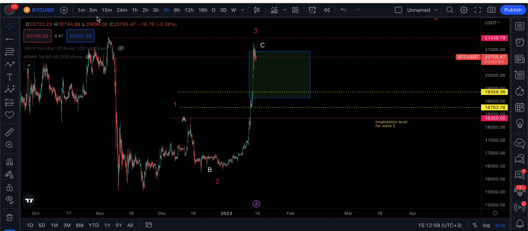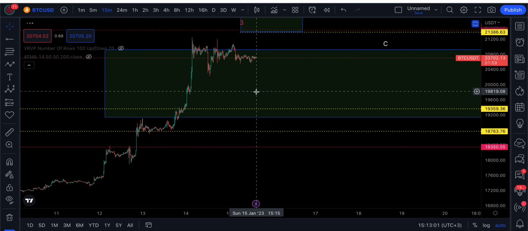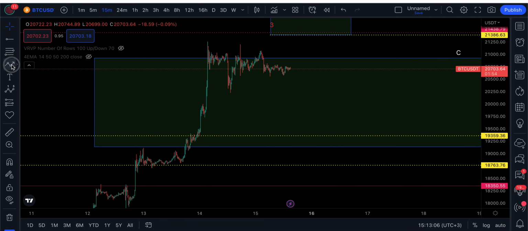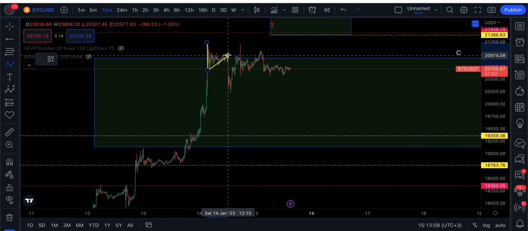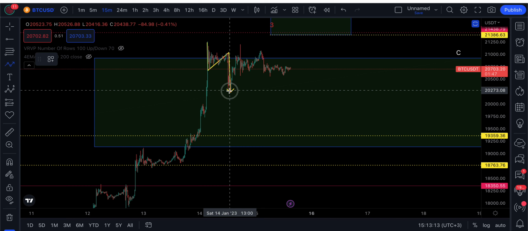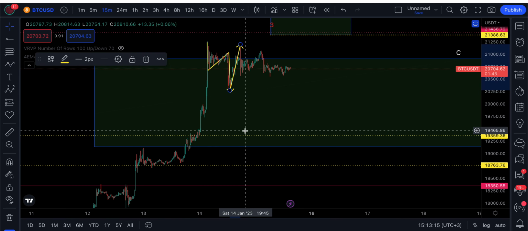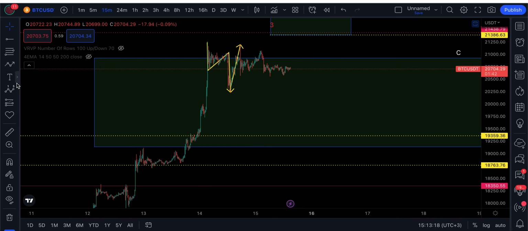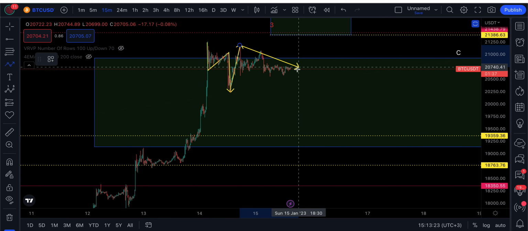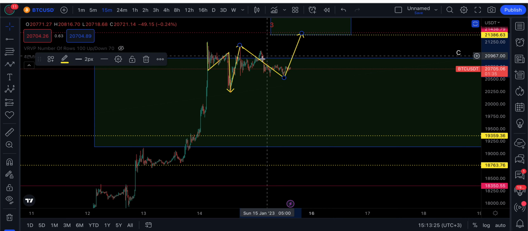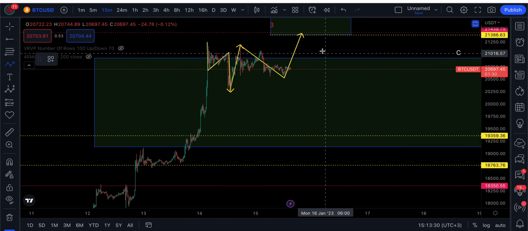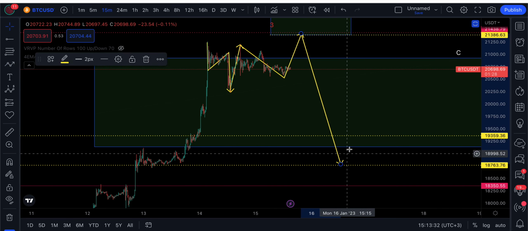Okay, so I was looking at the 15-minute time frame. We already have 1, 2, 3 here. We have a connector, which can be X. This can be X, or X can be a structure like this. So this 1, 2, 3 can also be X, and from here, I would expect a drop.